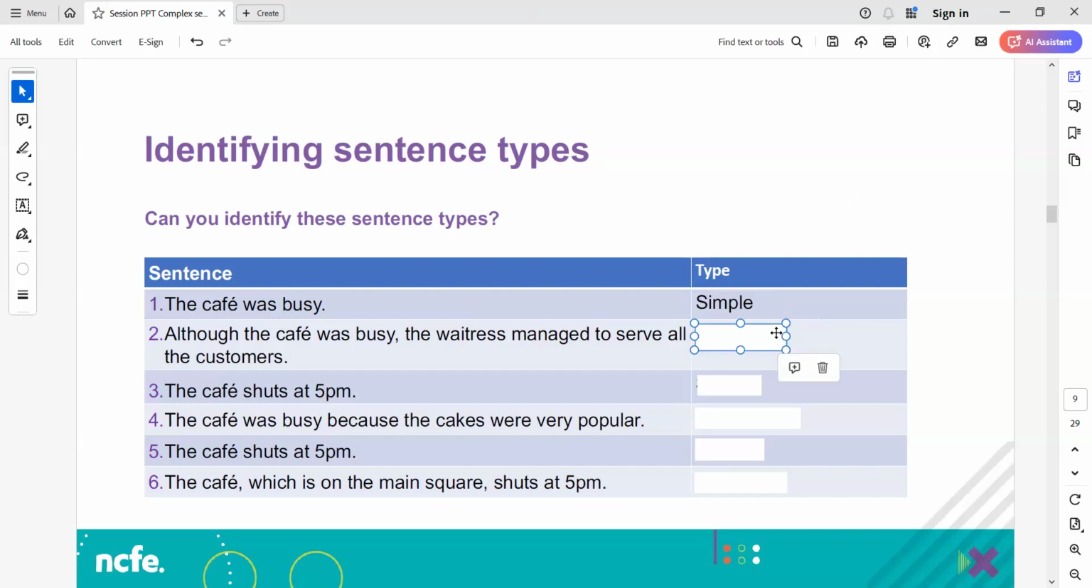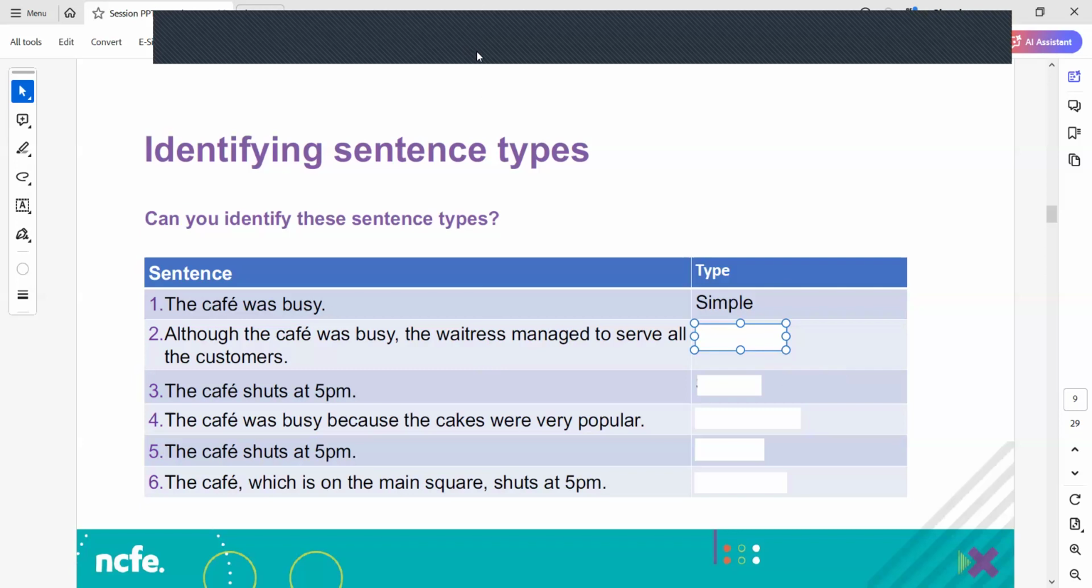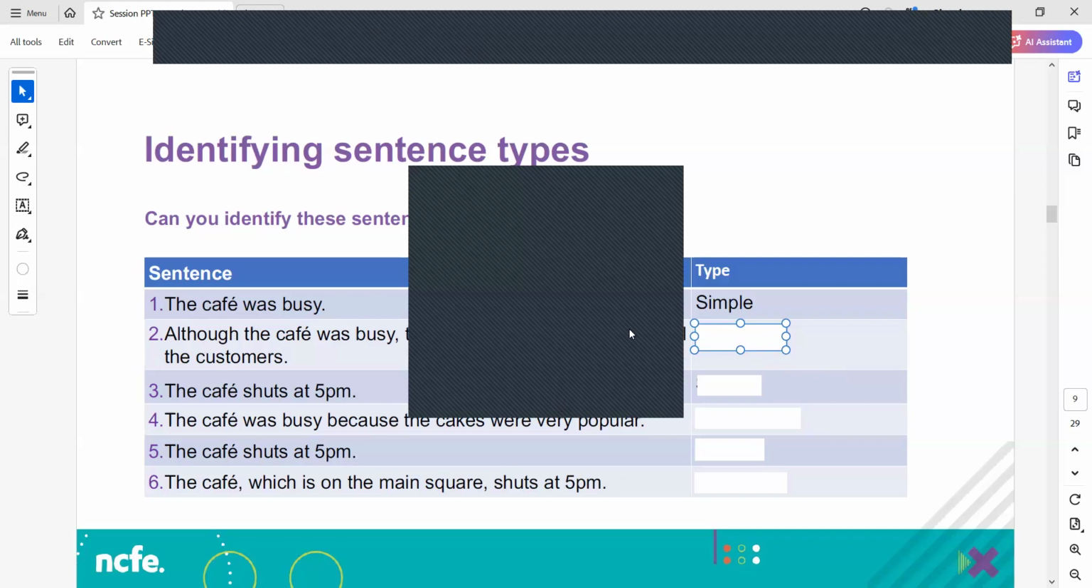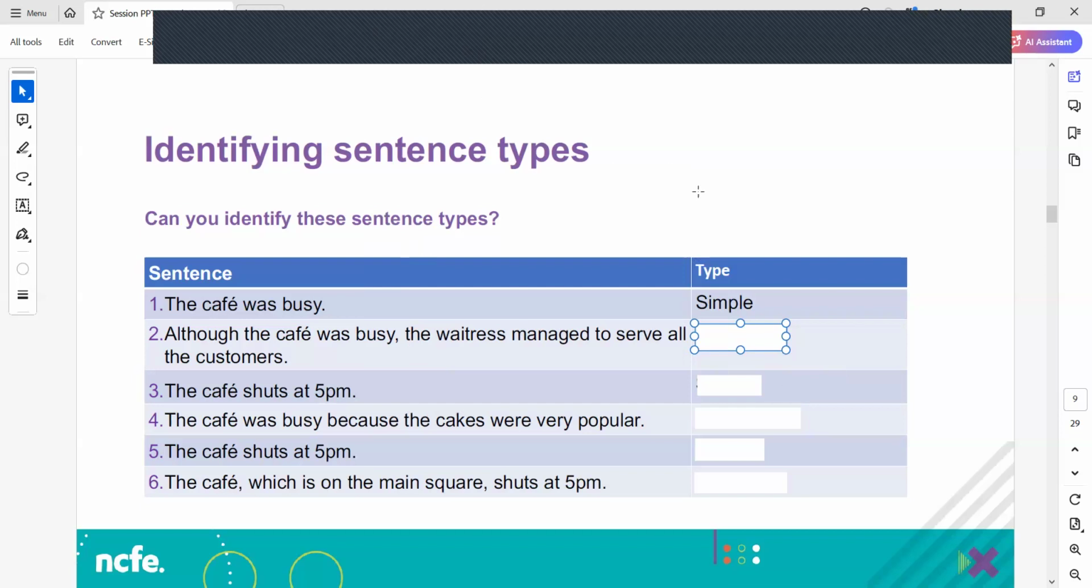Yes, complex sentence. So we've got the main clause, the waitress managed to serve all of the customers, which would make sense on its own. But we've also got the subordinate clause, although the cafe was busy. So it is a complex sentence. The cafe shuts at 5 p.m. Simple sentence, good.